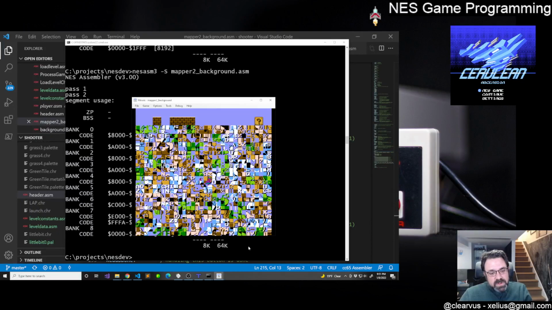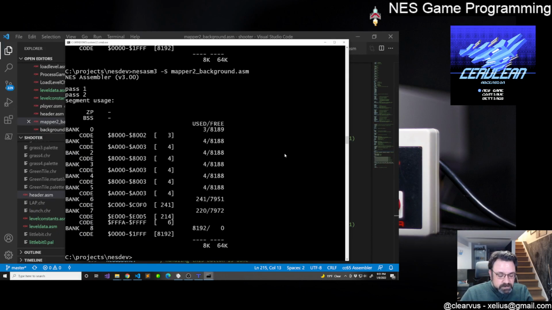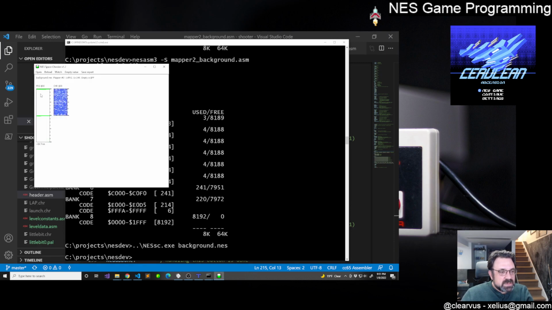And then if you use something like NESSC, the NES size calculator, and we look at background.nes, you can see there's just the one 32K PRG ROM. Here's your code data. Here's your data that got separated into the separate bank.